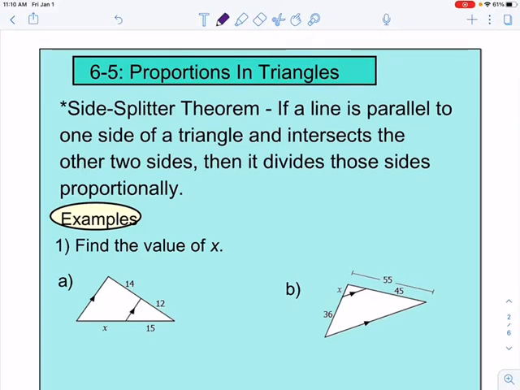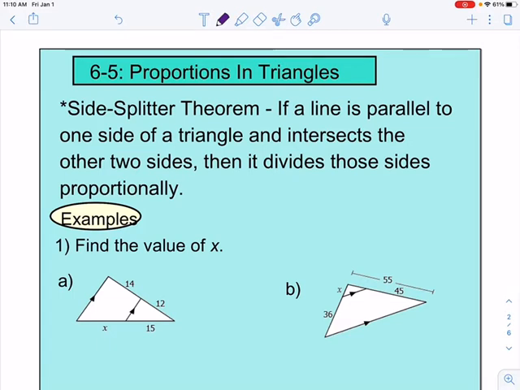The last section of chapter 6 is 6.5, and it's called proportions in triangles. In this section, we're going to talk about something called the side splitter theorem. It says that if a line is parallel to one side of a triangle and intersects the other two sides, then it's going to divide those sides proportionally. We'll see exactly what that means in this first example.